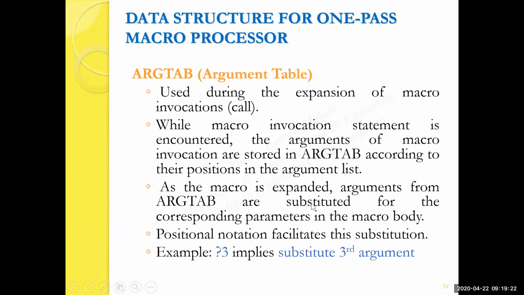So when a macro invocation statement is encountered, the argument table has to be set up first, then the macro invocation statement has to be expanded. As a macro is expanded, the arguments from the argument table are substituted for the corresponding parameters, which are indicated in the body of the macro as positional notations. For example, if you have ?3 in the body of the macro, this will be replaced with the third argument in the argument table.